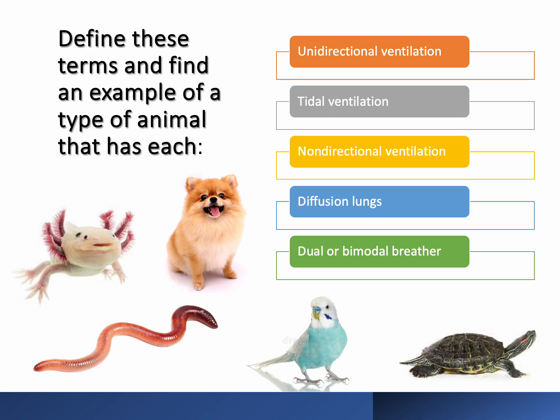This would be a little easier to do in class because I would have you define each of the terms: unidirectional ventilation, tidal ventilation, non-directional ventilation, diffusion lungs, and dual or bimodal breather, and then provide an example of an animal that does each, right? So I'm going to have you fill in the table on your handout with each of these terms, explain them, and provide an example.